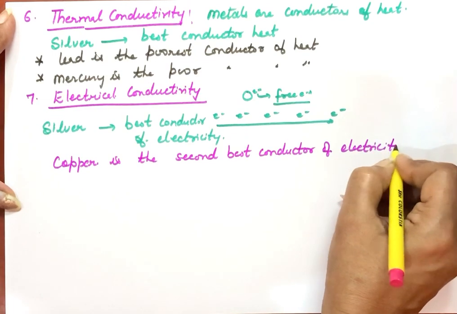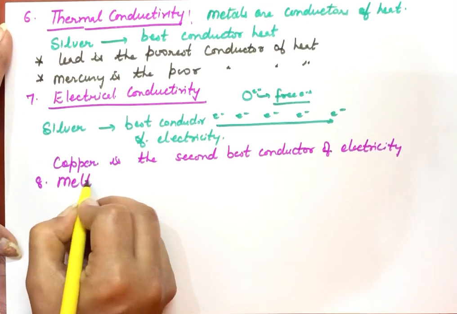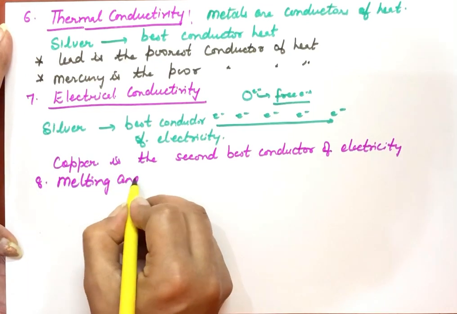Next property after thermal and electrical conductivity of metals is melting and boiling points.